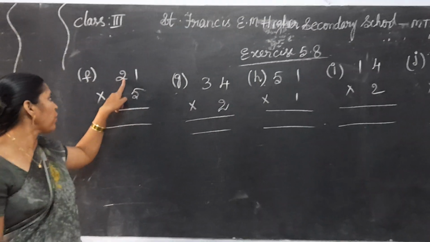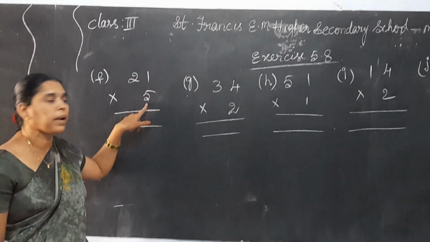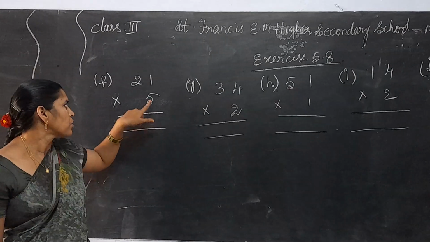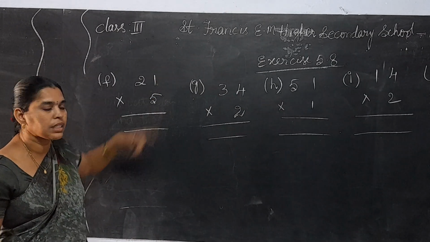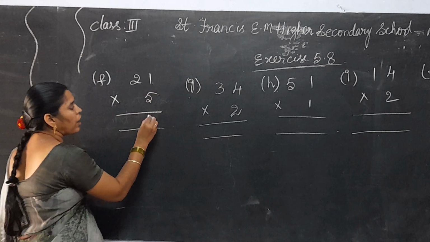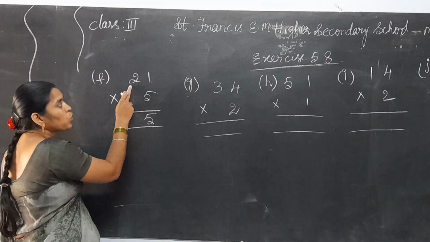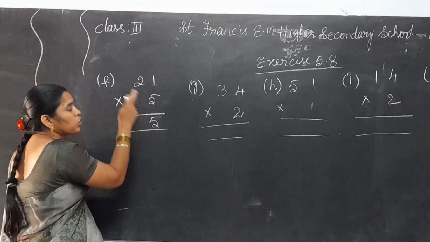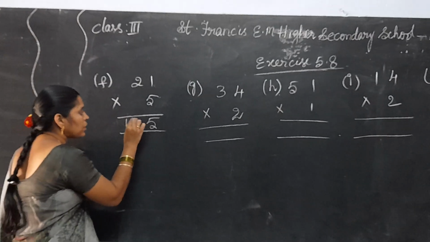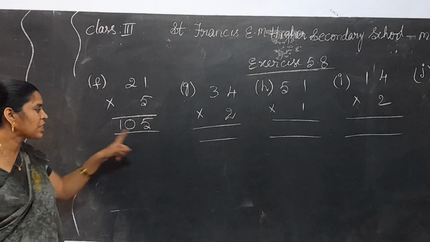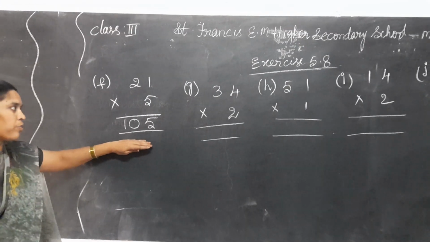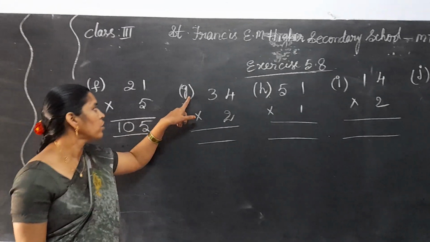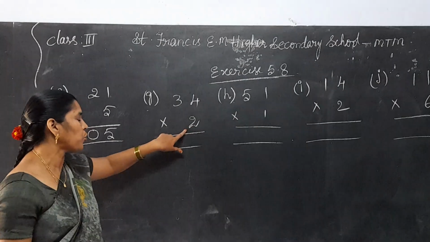See 21, F1. 21 you should multiply it by 5. So start from 1's place. 5 1's are 5 and 5 2's are 10. You should write here because no number to do multiplication again. So that your 10 you should write here. Now what is the product? 105. Okay children? Now G1 34 into 2.